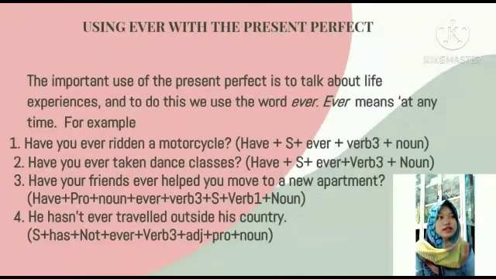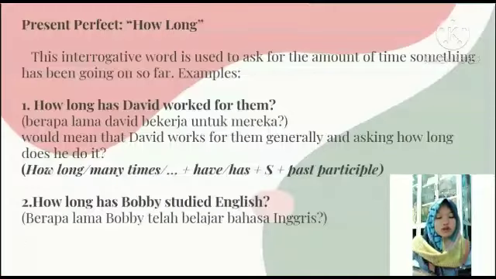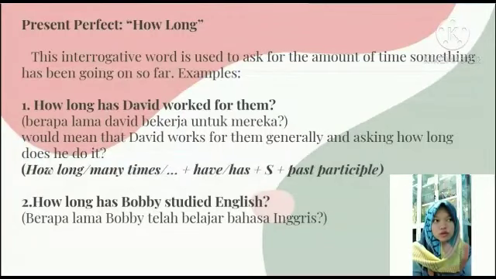And the formula is have plus subject plus ever plus verb 3 plus noun. Second, have you ever taken dance classes? The formula is the same as number 1. And for the other examples, you can read them by yourself. Okay, for the second material is about the present perfect question with how long.